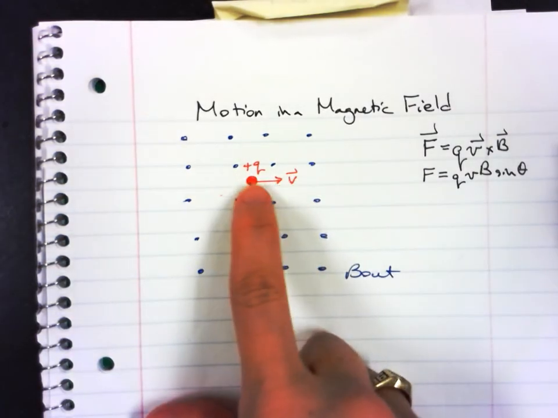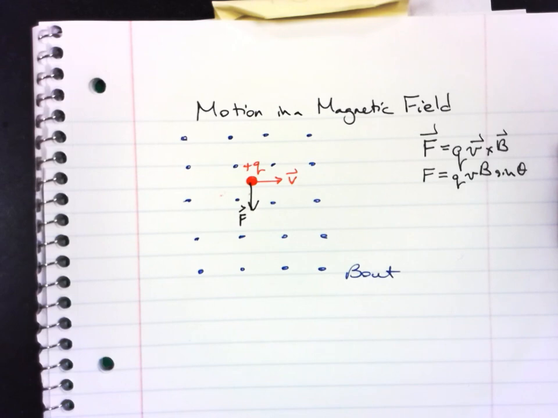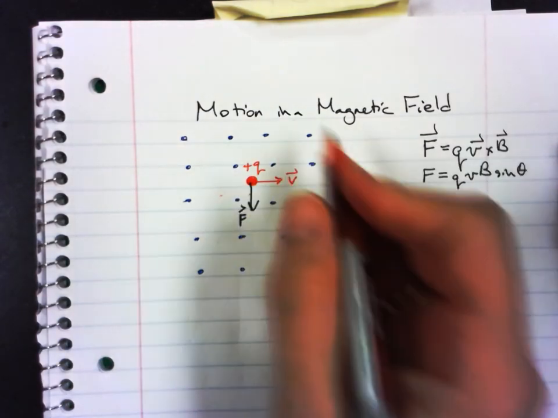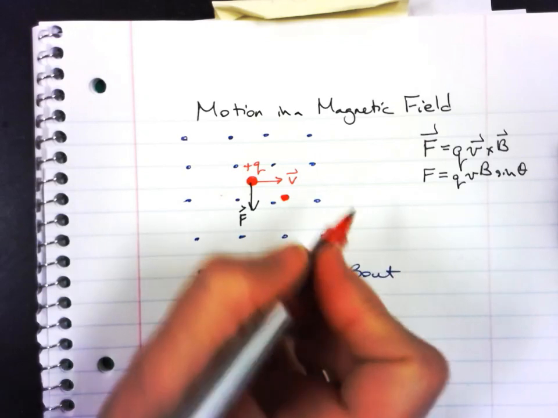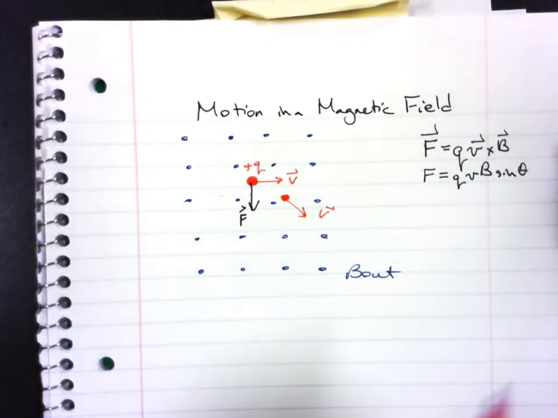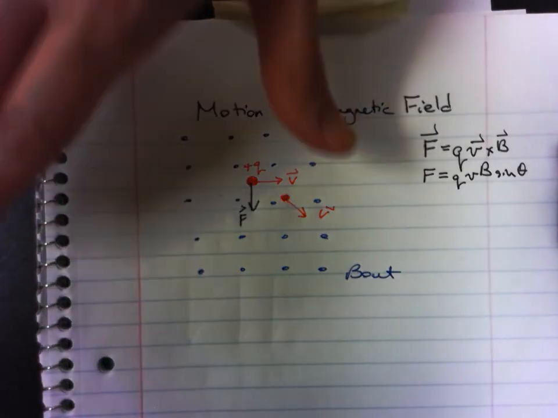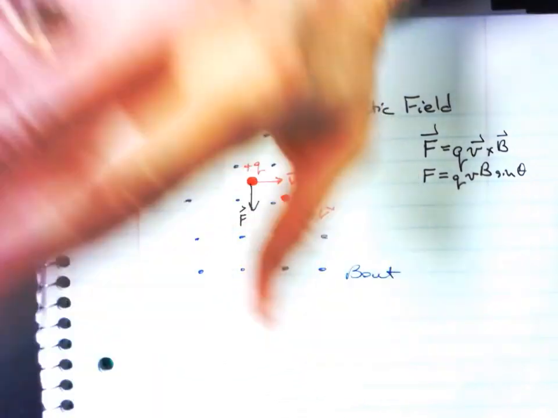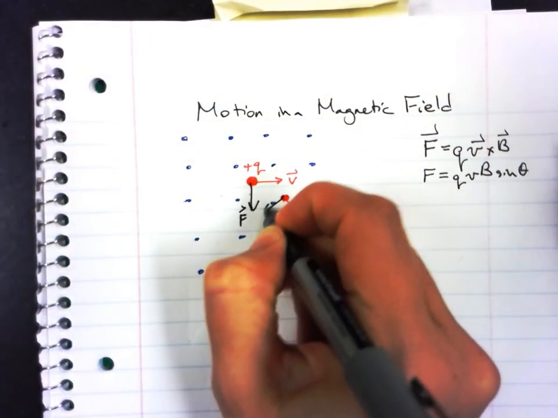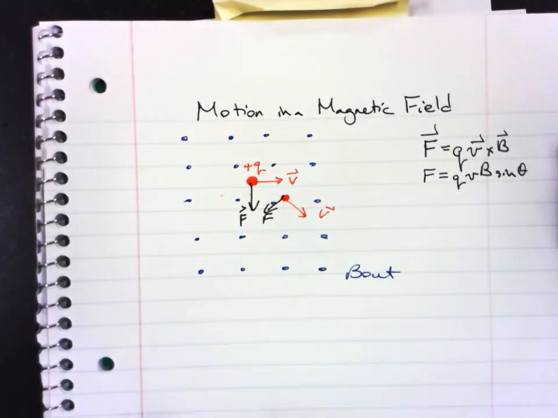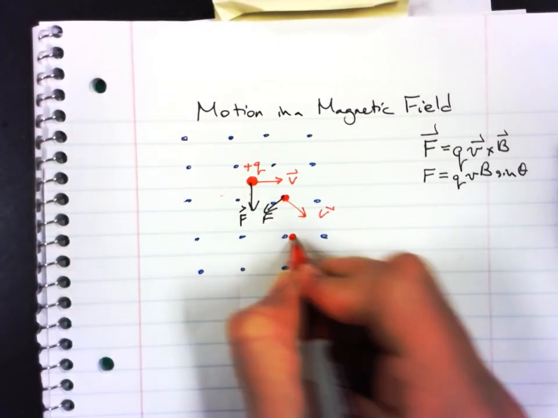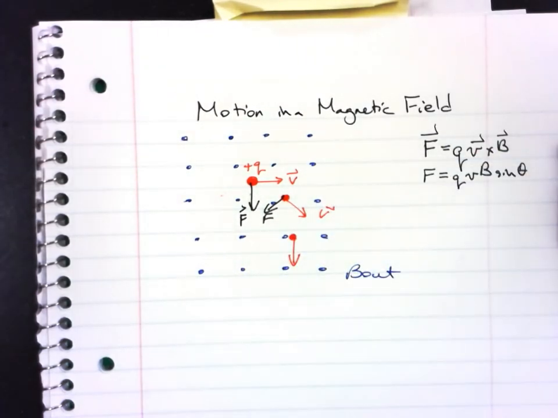Well, if something's moving to the right, but it experiences a force that way, it's going to turn. So a little while later, it's going this way. Well, now what's the force on it? Okay, so I need my thumb to point this way. I need my field to point out of the paper. And now my palm is pointing down and to the left. So my force is this way, which is going to make it turn some more. So now it's here, and it's going this way.